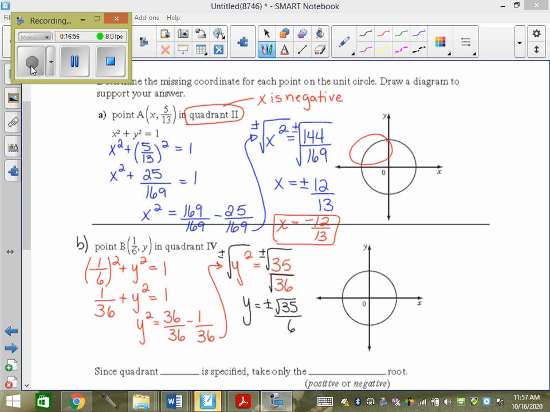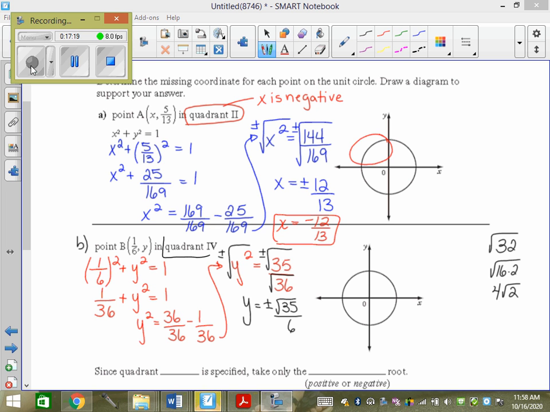If I could reduce 35, say it was 32 instead, I could write it as 4 root 2. And so if it wasn't a 35, say it was root 32, I would expect that you would break that down into 16 times 2, and you would write it as 4 root 2. That is expected, okay, that you reduce it if you can. 35 you can't. There's no perfect squares I can break into 35.